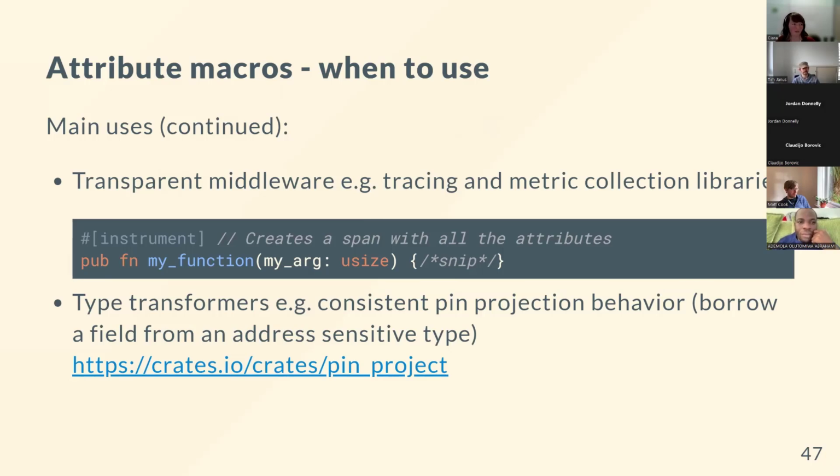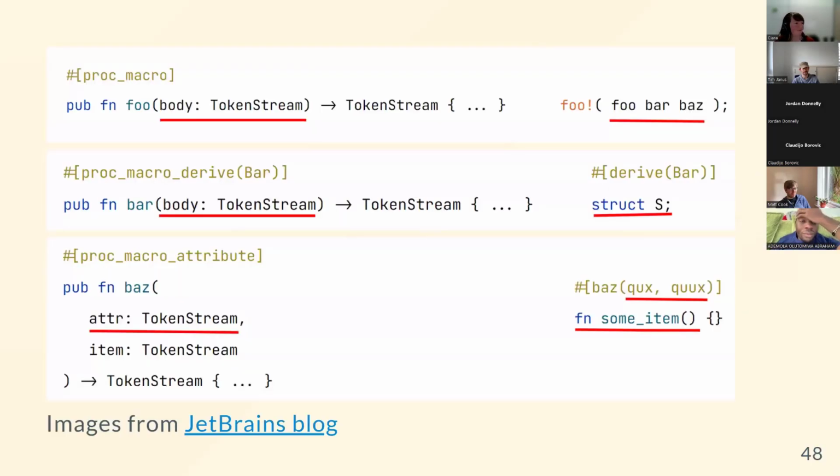You also often use attribute macros for type transformers. Apparently, this is not something I've seen. The example that Jon gives in the book is this pin projection behavior, which is the idea that if you're borrowing a field from an address-sensitive type, you try to do that in a consistent way. Went a little bit over my head. I would love someone to do a talk on it because I did not exactly understand it. But that's pin-project, and they use these attributes for that.